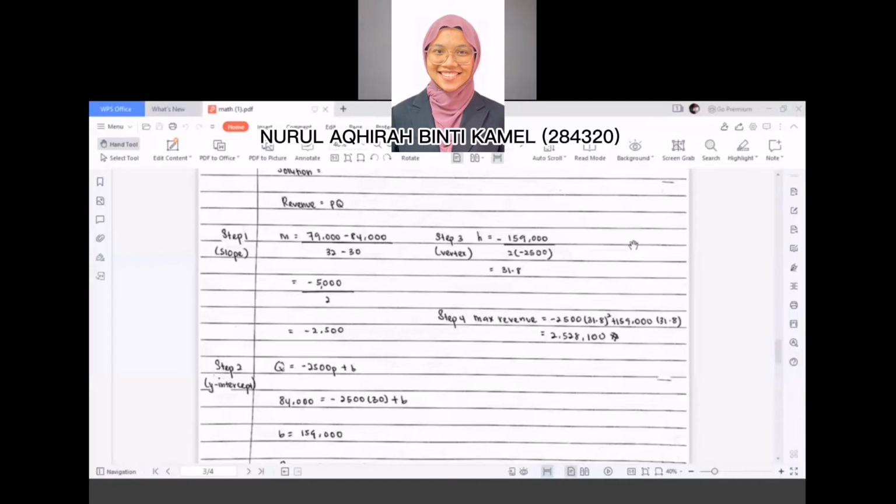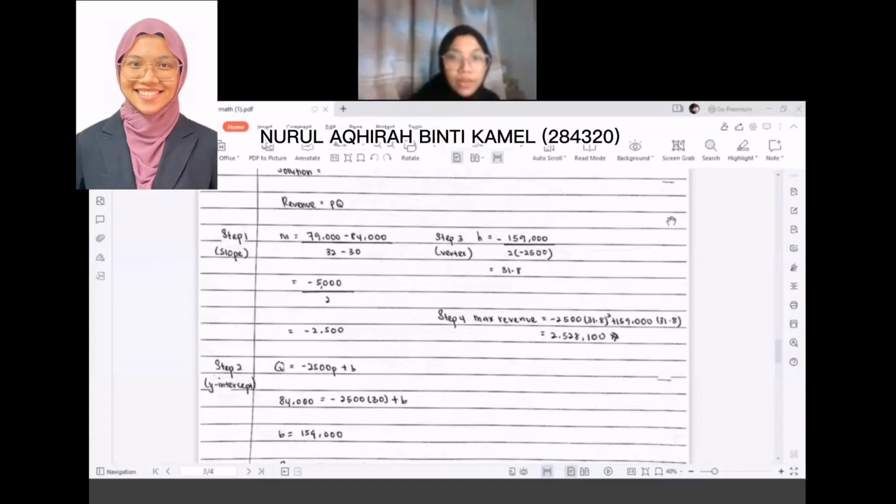So I will continue with question 2. Now we have a quadratic function for revenue as a function of the subscription charge. To find the price that will maximize revenue for this newspaper, we can find the vertex. So for step 3, find the vertex. h equals negative 159,000 over 2 multiplied by negative 2,500. We get the vertex is 31.8.